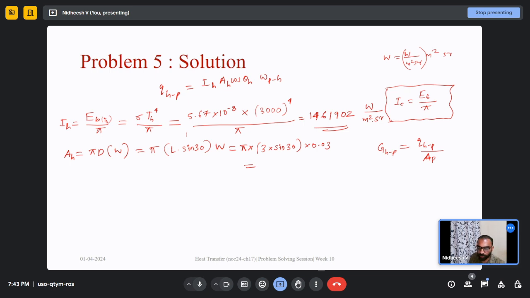Check if this expression is okay. If so, we will calculate this value. 3 pi into sine 30 multiplied by 30 millimeters. Is this clear? Yes, sir. Okay. And now we have intensity, we have AH. Now we need cos theta H.